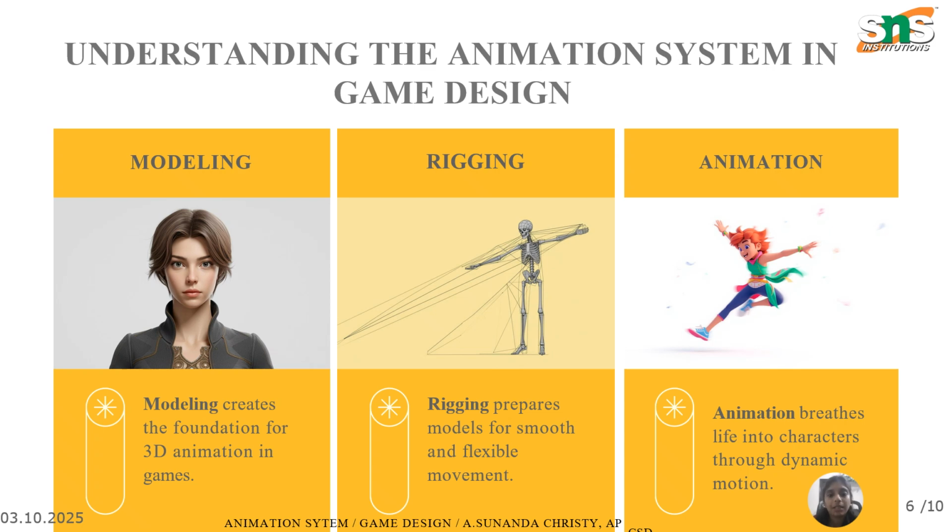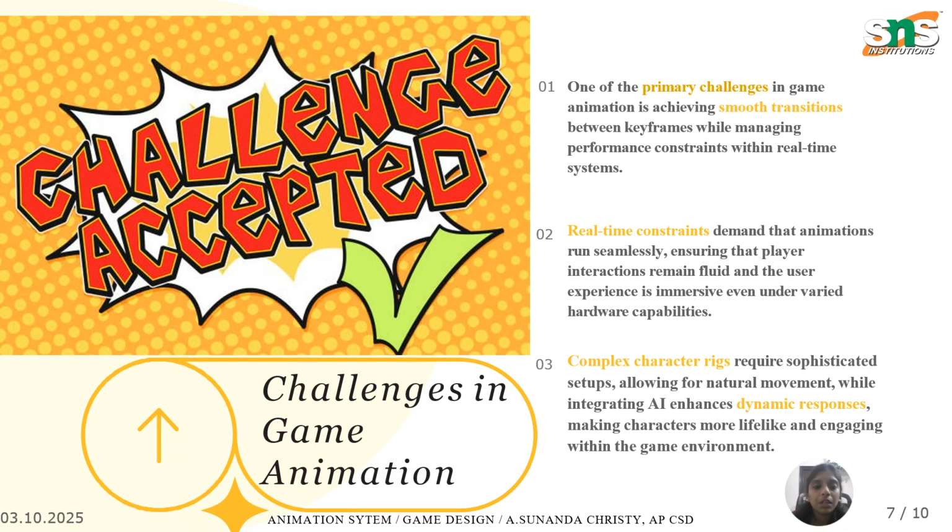Now we are going to understand the main animation system in game design. In game design, the first is modeling, the second is rigging, and the third is animation. That is how modeling takes place, how rigging controls the actions smoothly, and finally how the animation is produced. These are some of the challenges in animation. In game animation, the primary challenge is smooth transition. Animation should be smooth enough, subject to real-time constraints, and complex character rigs also have to be handled.